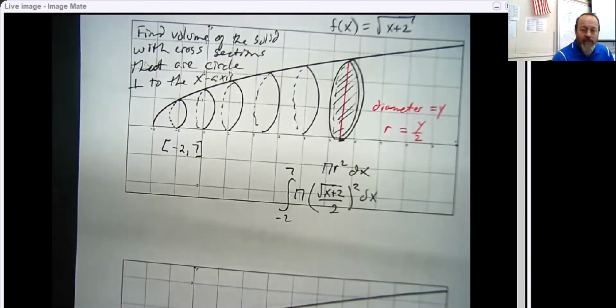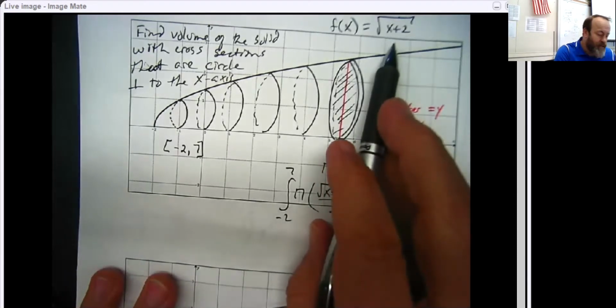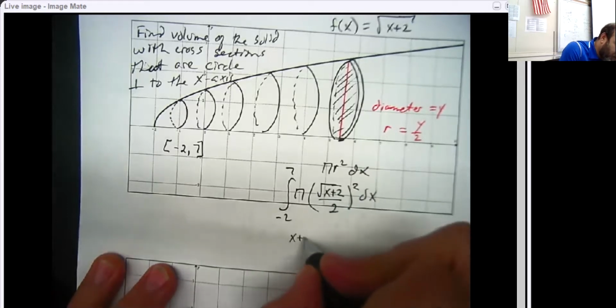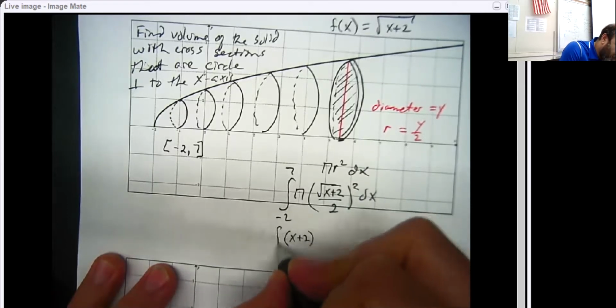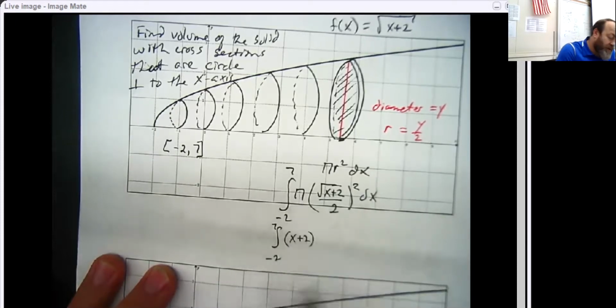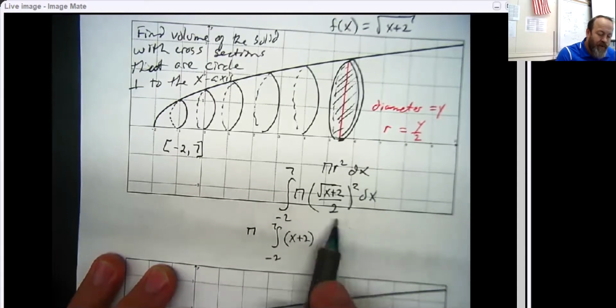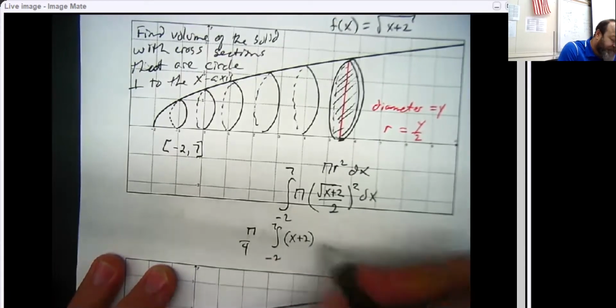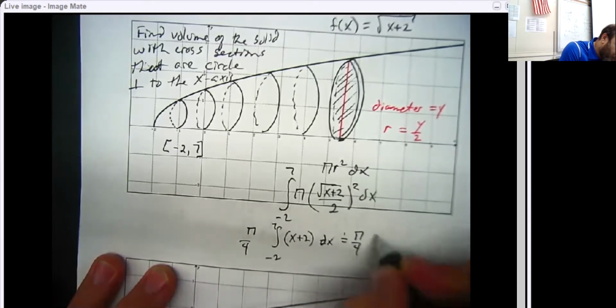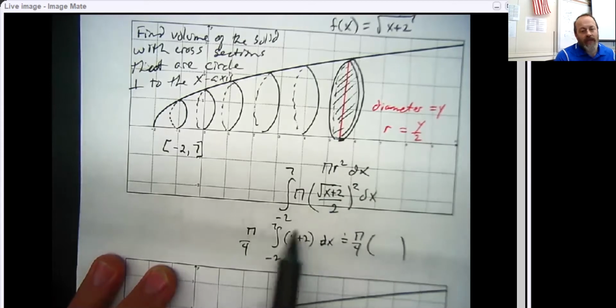Now, as such, something kind of nice happens, which is why I actually started with this exercise. If I take the square root of x plus 2 and I square it, I just get x plus 2. Remember, constants can pop in front, so I'm going to put this pi in front, and I'm also going to take the 2 squared, which is a 4, and put it in front. And as it turns out, we've got a pi over 4, and I did this in class.